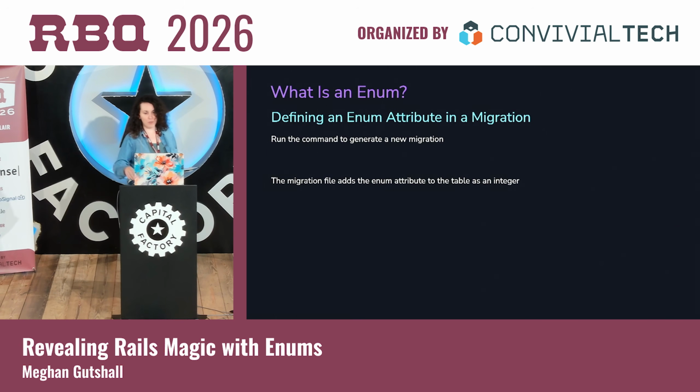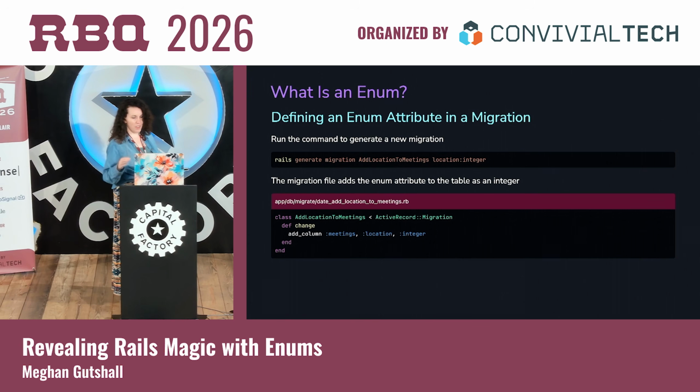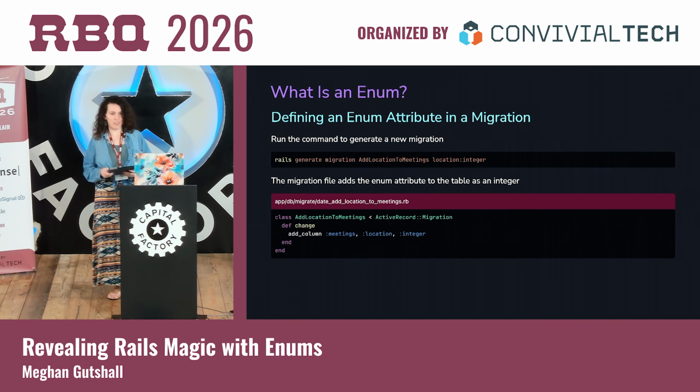Defining the enum attribute in a migration, you just run the command to generate a new migration. This corresponds with the model that we just saw, and it creates a migration file to add the enum attribute to the table as an integer. You can add it as a string, but I'm just using integers in my examples here. Something very important to remember, you have to define the enum attribute in the model before you create the migration in the database.